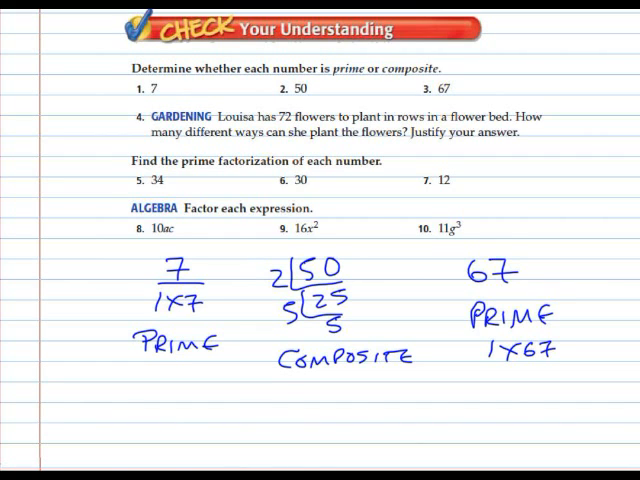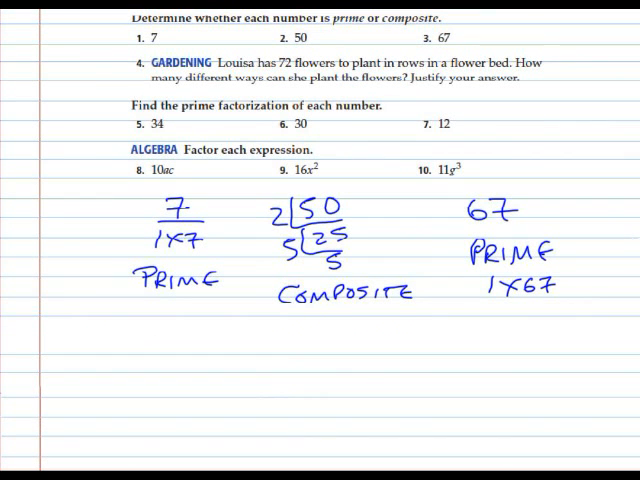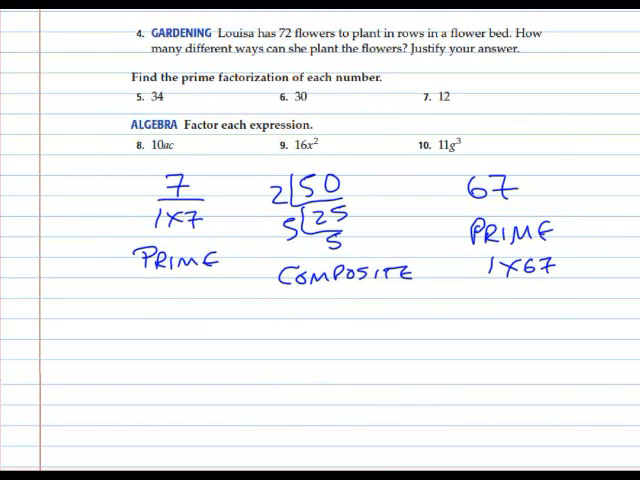Number 4, Louisa has 72 flowers to plant in rows in her flower bed. How many different ways can she plant the flowers? Justify your answers. What I would do there is I would simply list the factors of 72.